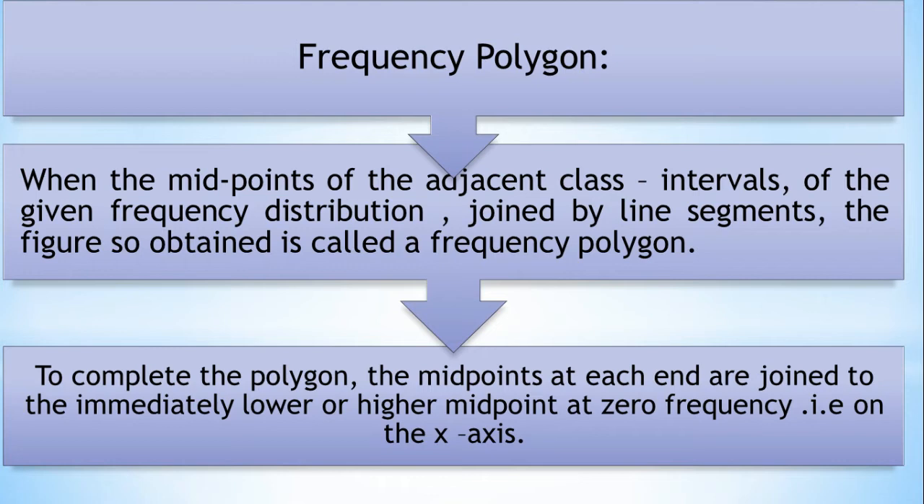frequency polygon. But to make the complete frequency polygon, what we need to do is, other than the given frequencies, consider where we have started and where we have ended. For example, 0 to 10 is your first class interval, 50 to 60 is your last class interval. Before the first class interval and after the last class interval, we also have to join the midpoints at 0 frequency, then only the frequency polygon will be completed.